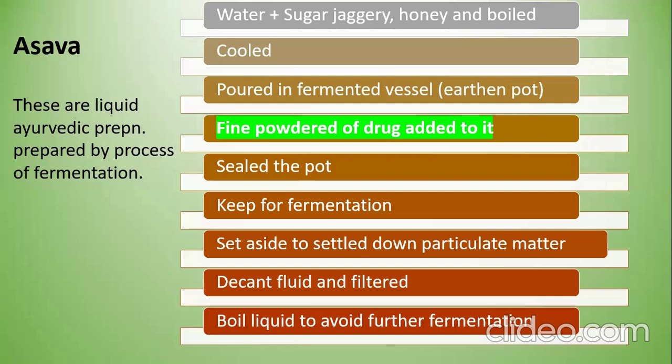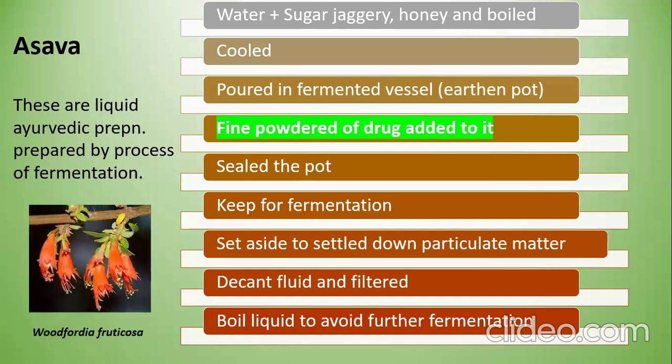Then remove that earthen vessel, decant and filter. After filtration, boil it, because the boiling kills the fermenting agents, and then pack it in a bottle. So this is the simple method of preparation of Asava.